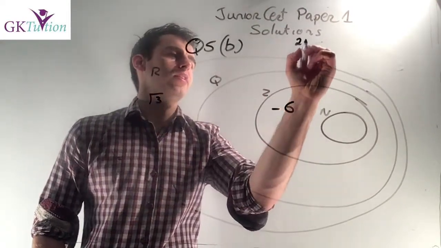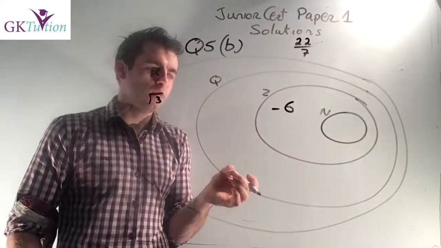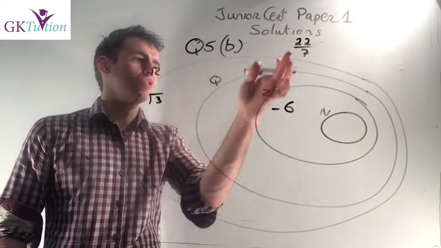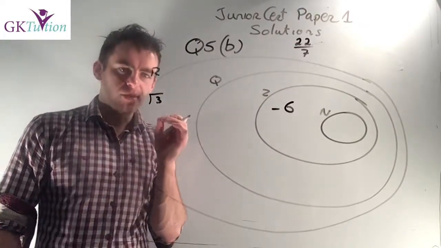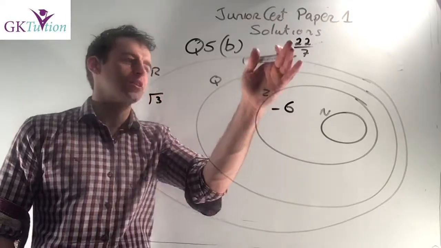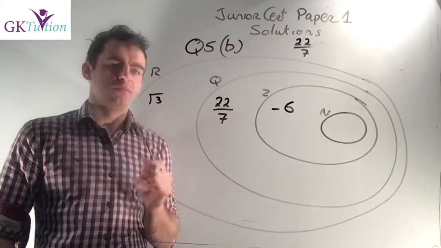The next one is 22 over 7. Well, clearly it's not a natural number because it's not a whole number. It's not an integer because it's not a whole number. It's rational because it can be written as a fraction. Remember, your definition for the rational numbers is anything that can be written as a fraction. So 22 over 7, happy days, that's a rational number.